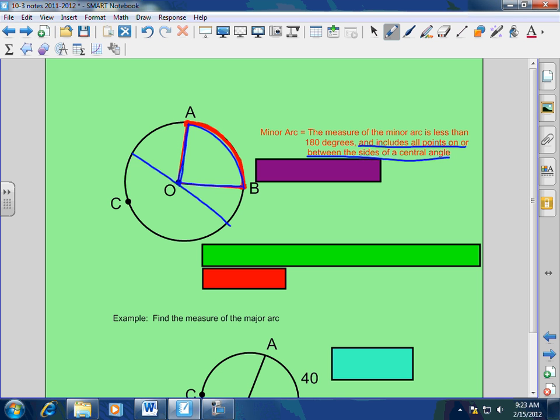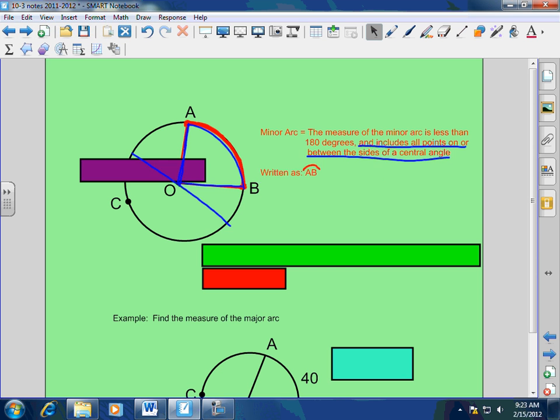Yes, sir. Okay, the question was, how do you know that arc AB doesn't include the other half? I'm going to tell you that right now, because that's called the major arc. Great question. Give me 2 seconds. So let's still stick with the minor arc. In this particular case, the minor arc is AB. And as you can see, it's written AB. You just write AB and you make a little arc symbol. Okay? So that is the minor arc.